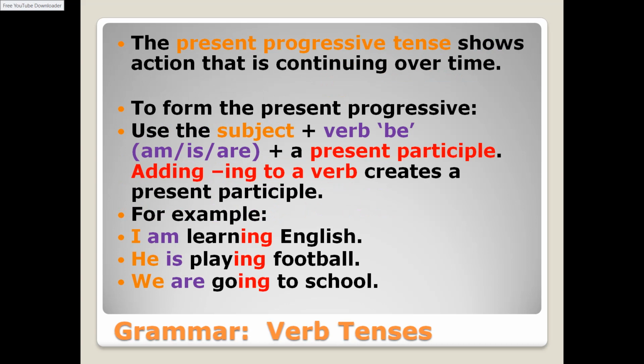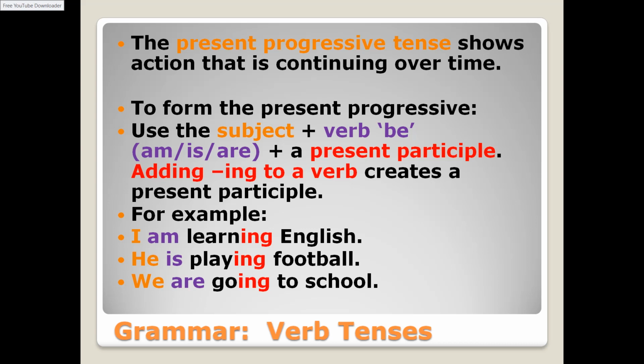Now the next thing is present progressive tense. The present progressive tense shows the action that is still continuing over time. To form the present progressive tense of a verb, we have a present progressive sentence example here.